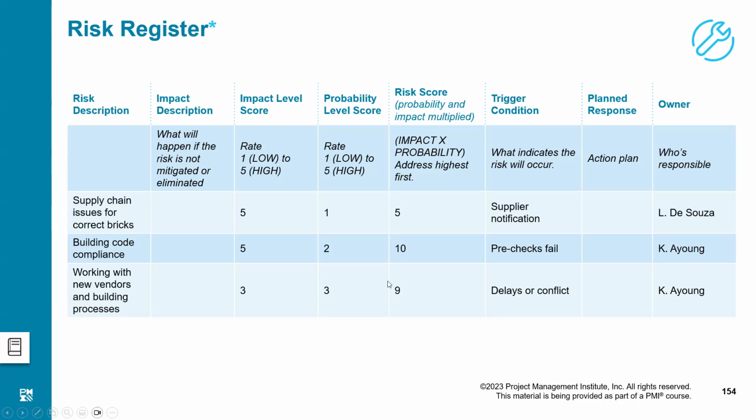Then we have got trigger conditions. What is going to be the indication of this specific risk occurring or surfacing in our domain? Then we have got our response action. What should we do to reduce the impact of that risk? And then you must assign an owner to each and every risk.